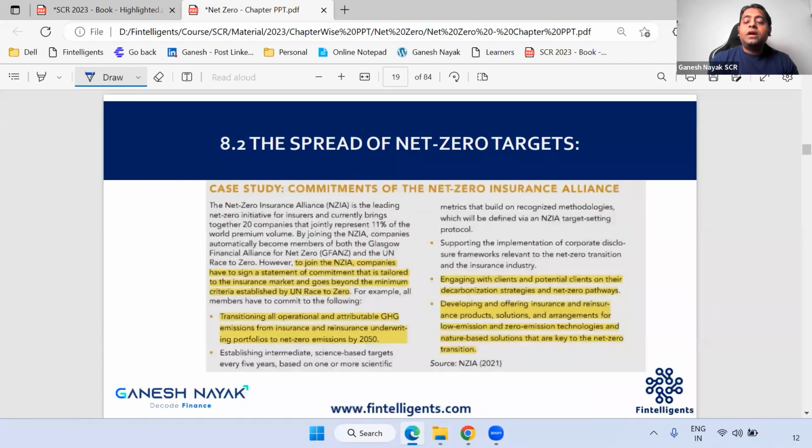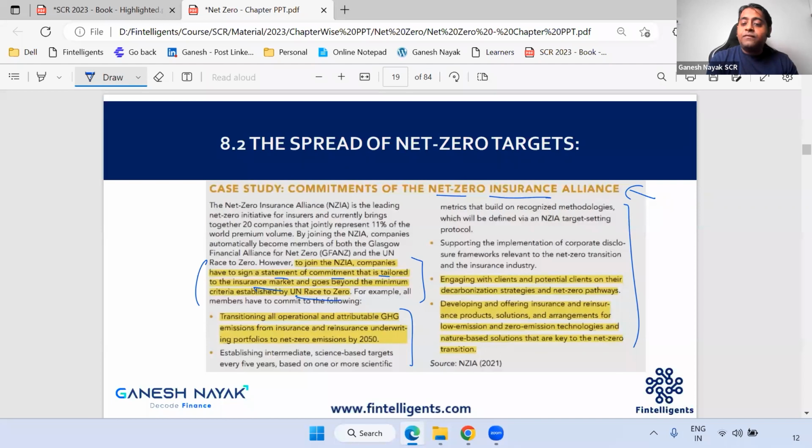Then there is a case study. Again, the case study is telling us what you are supposed to do when you want to become a Net Zero Insurance Alliance member. If you want to join this alliance, you have to sign a statement of commitment that is tailored for the insurance market, and it will help you reach the UN Race to Zero. Now, how do we do it? They've set some examples.